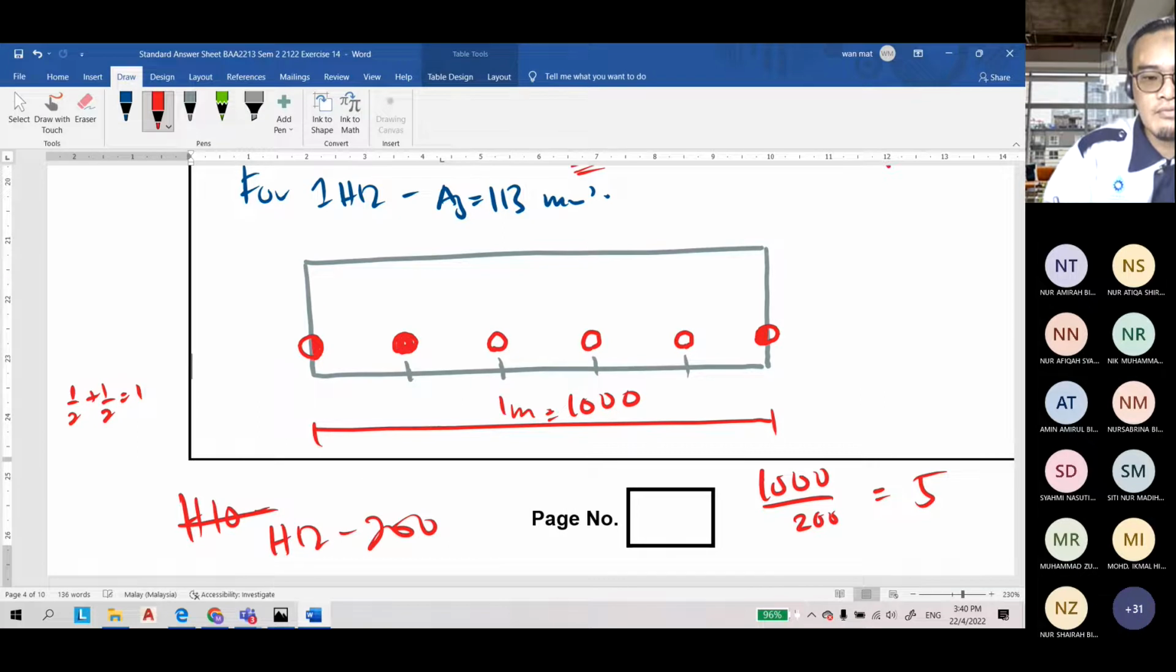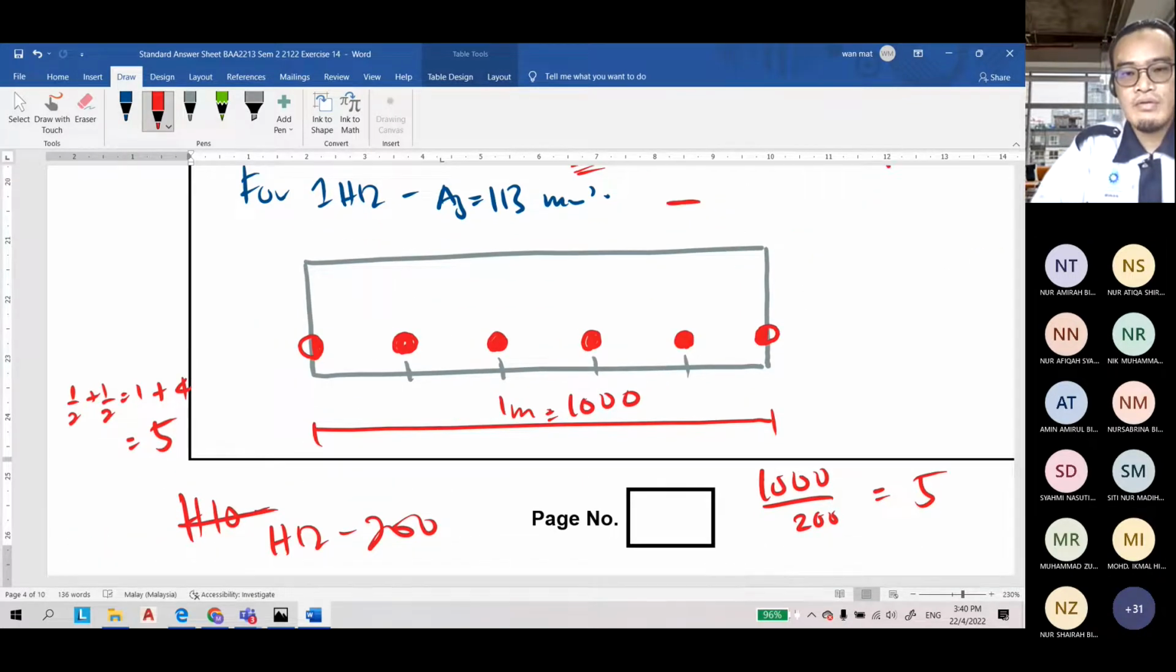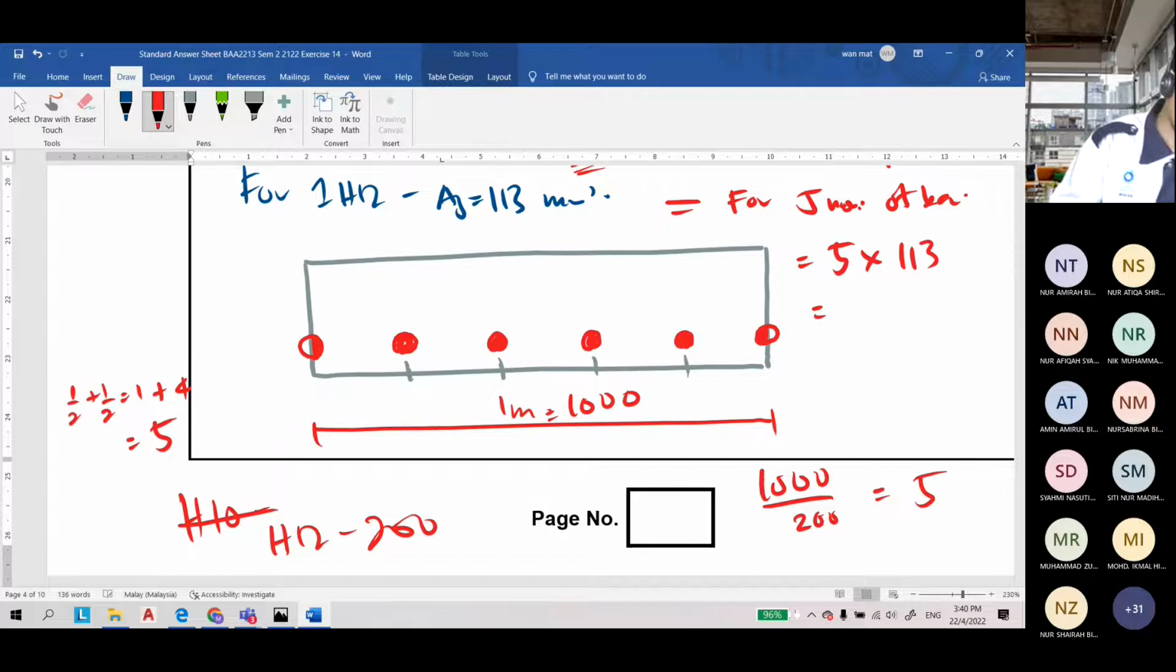Okay, bar number 1, 2, 3, and 4, so plus 4. The total is 5, 5 number of bar. Can you still understand? 5 number of bar, so it's equal to 5 times 113.